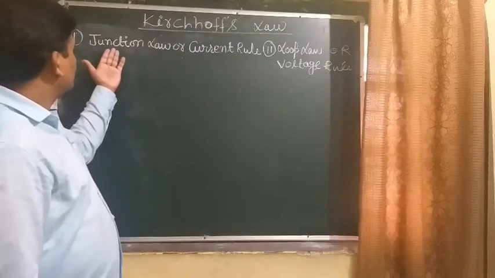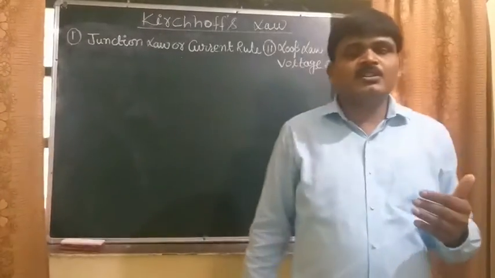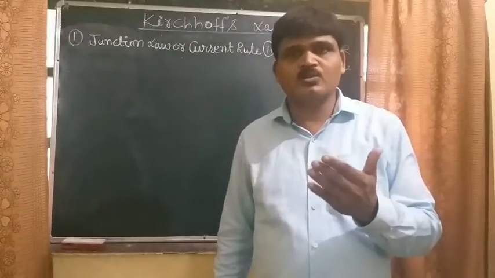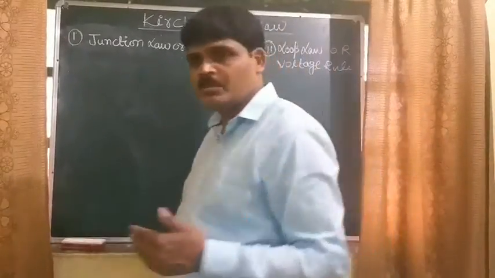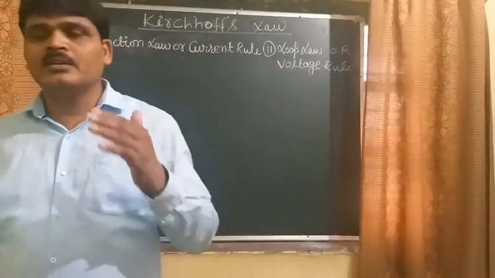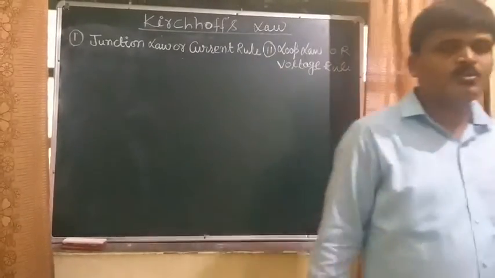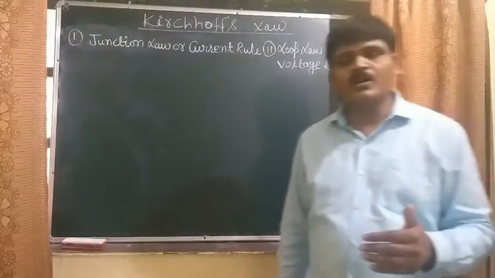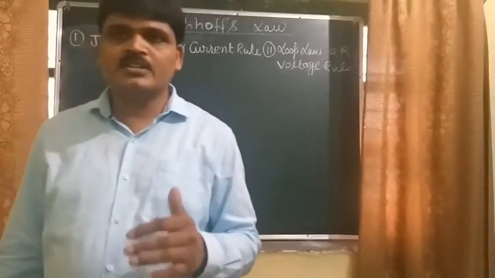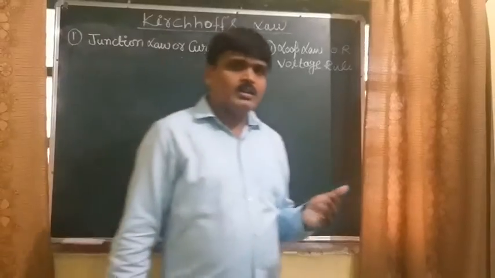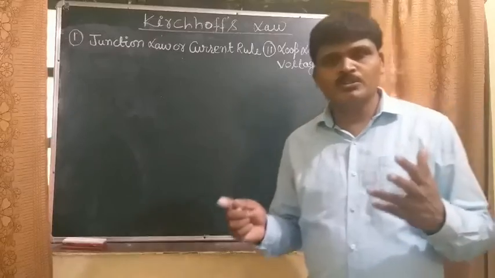And student, what is junction law and what is its statement? So the statement of junction law, also known as current rule, can be stated that the algebraic sum of all the currents meeting at a junction in a closed electrical circuit is 0. Once again, the algebraic sum of all the currents meeting at a junction in a closed electrical circuit is 0. Or in mathematical form it can be written as sigma I equal to 0.